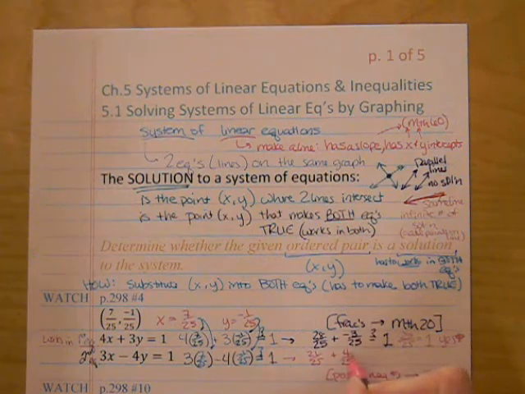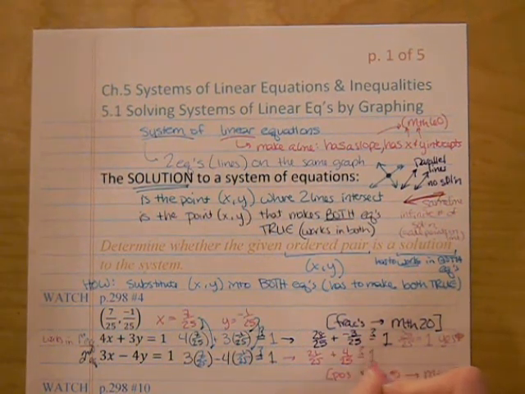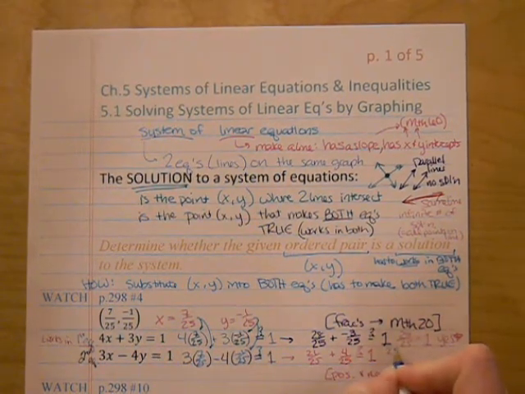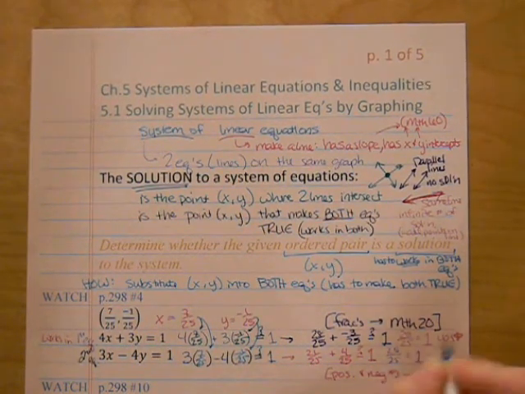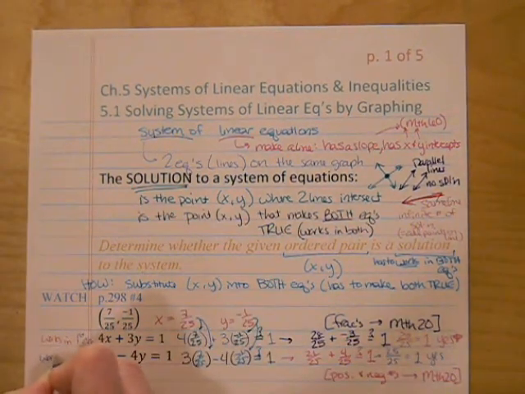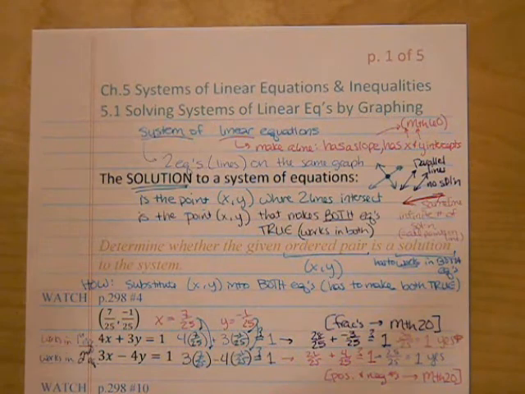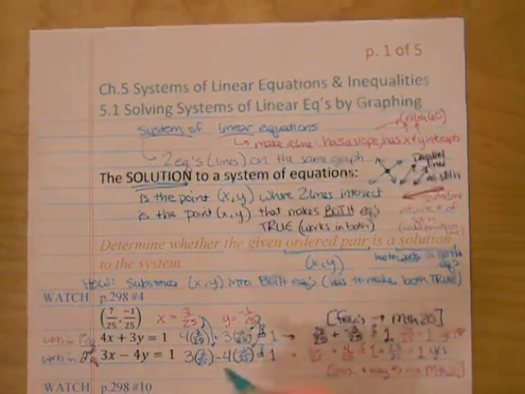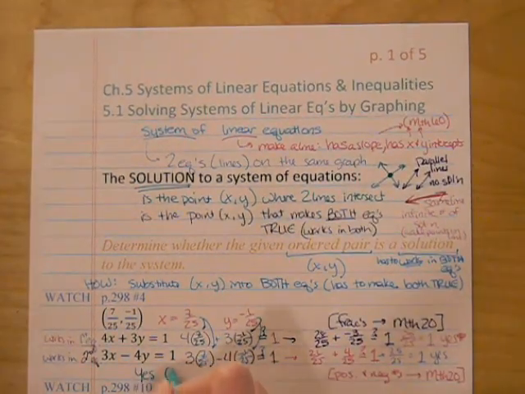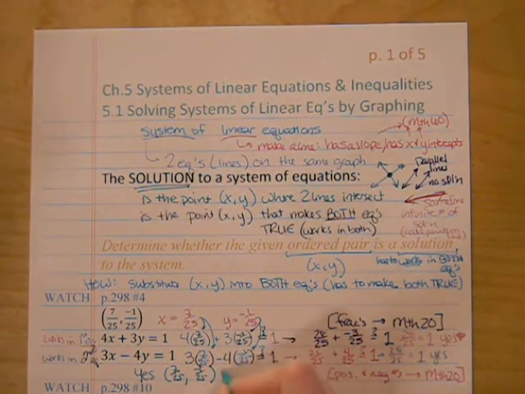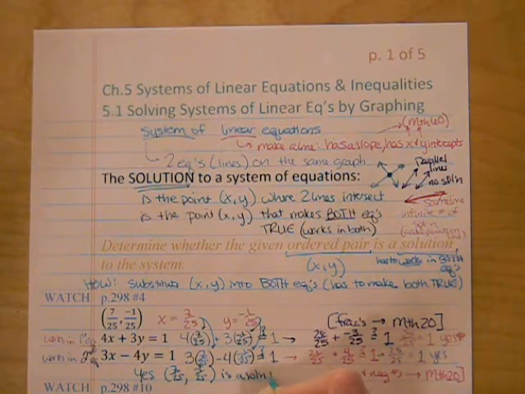21 over 25 plus 4 over 25, does that equal 1? 21 plus 4 is 25 over 25. It does equal 1, so it works in the second equation, yes. And because it works in the first equation and works in the second equation, then I can say, yes, 7 over 25, negative 1 over 25 is a solution to the system.